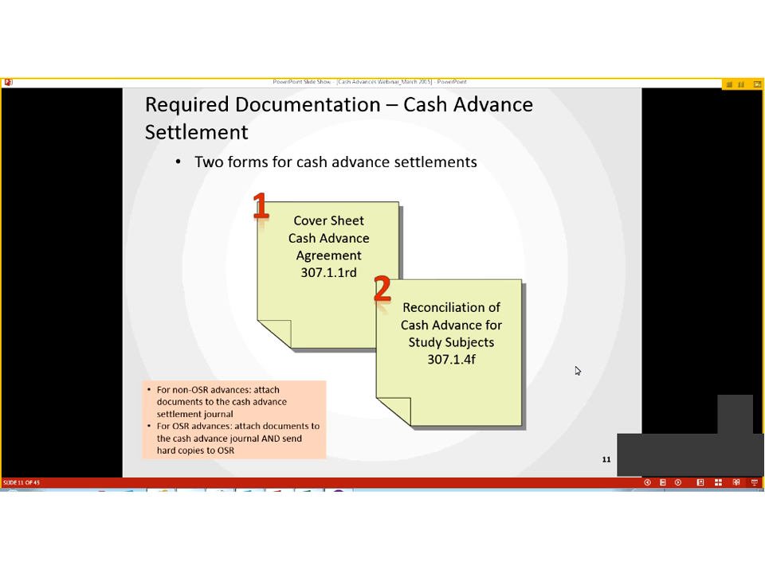Also, just a note, for non-OSR advances, when you go to settle, you can attach those documents to the cash advance settlement journal and submit those electronically. For OSR advances, you need to attach the documents as well as send hard copies of the original receipts to OSR. It's really important that you send the original receipts. They cannot take duplicates of the original receipts. They have to have the original. It's just so that they can comply with requirements on their end.